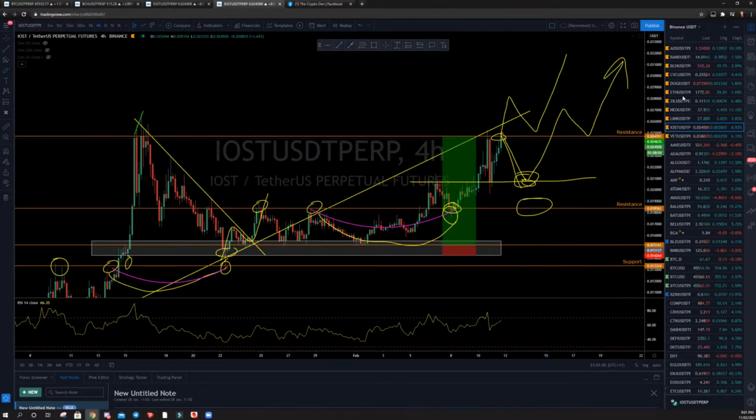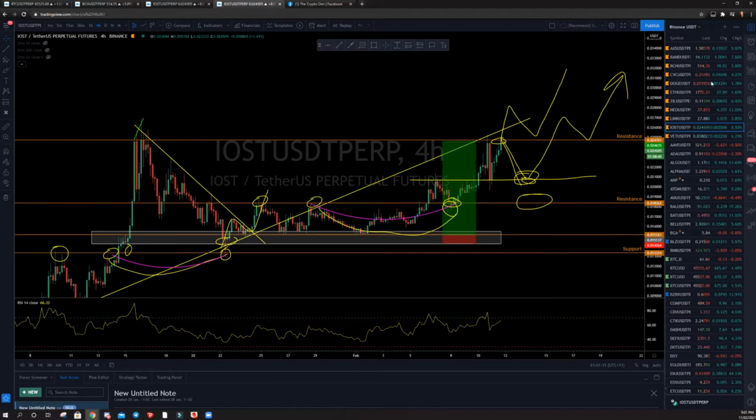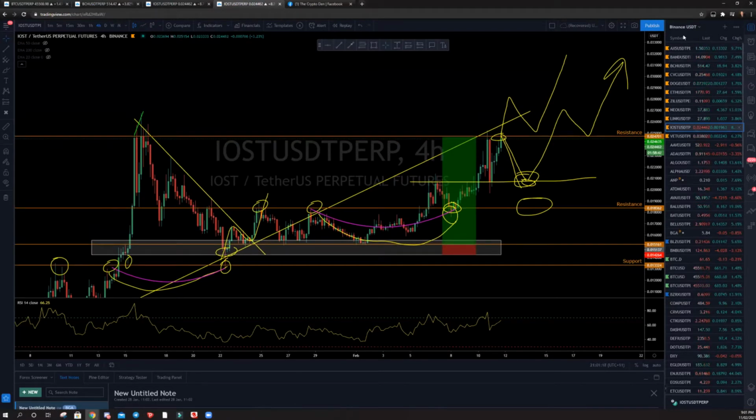So as you can see, like I said, on the side here, I've got 11 highlighted pairs that I'm practically out of all except for VET.